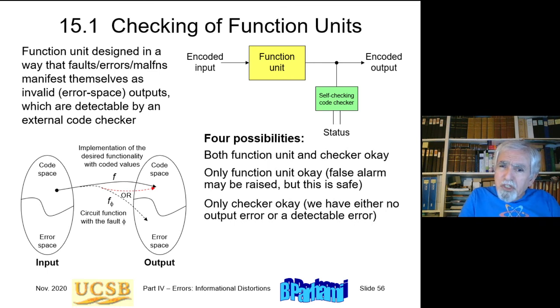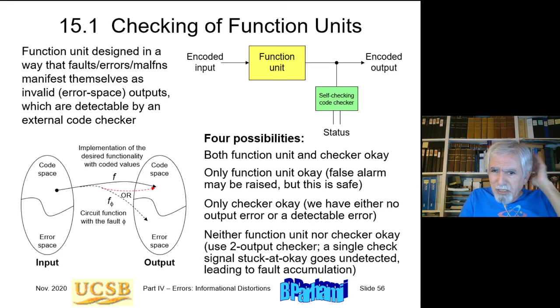It's not very desirable, but it doesn't cause any serious safety problems. If only the checker is okay and the function unit is faulty, and the checker detects the fault in the function unit, this is a detectable error. And the fourth combination, neither function unit nor checker is okay. Okay, this we do not allow. We do not allow two faulty units at the same time.